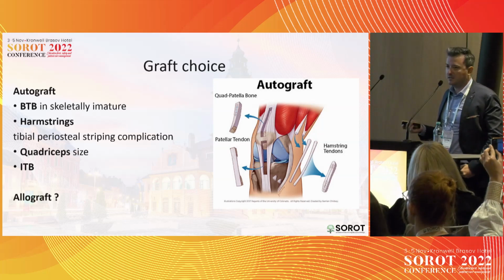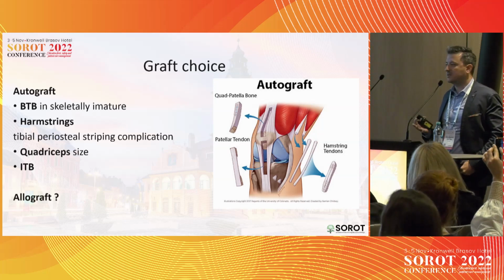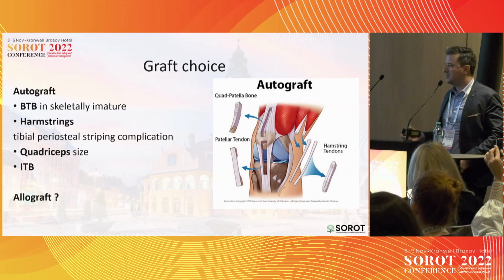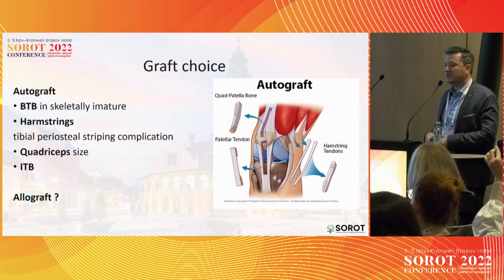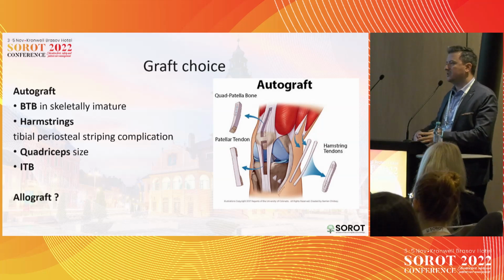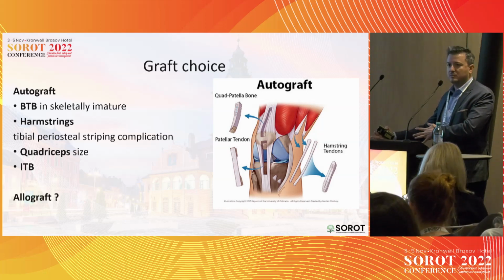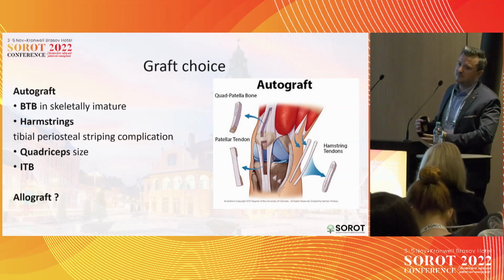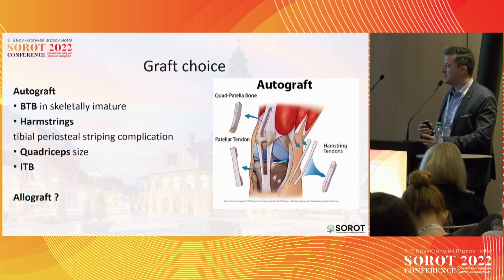So BTB in the skeletally immature can be an issue. There are a lot of growth plates in the tibia and in the patella. What happens with donor site morbidity if you try to do something like an adult procedure? So, okay, we'll delay until we get to the point where we can do the BTB. Not good. We have a different option for that.